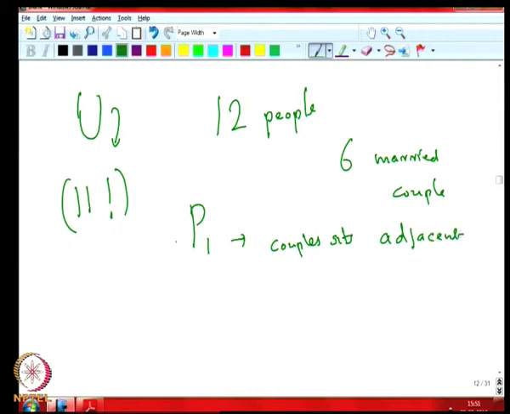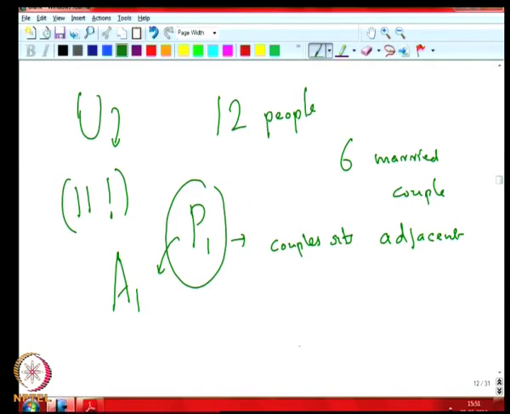But in how many ways can we arrange them? How many of these members, these arrangements from the universe, will belong to this category? We can call A1 the subset of the universe, the arrangements which satisfy property 1, namely the first couple sits adjacent.